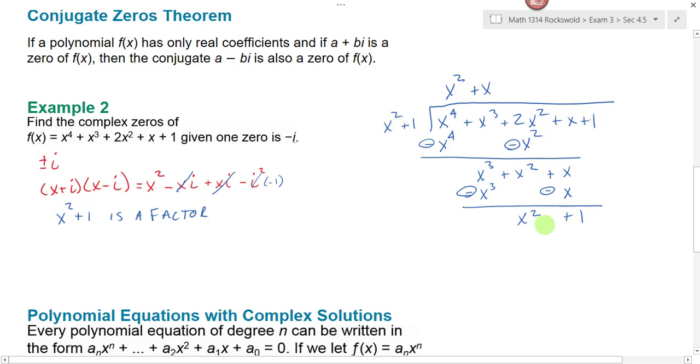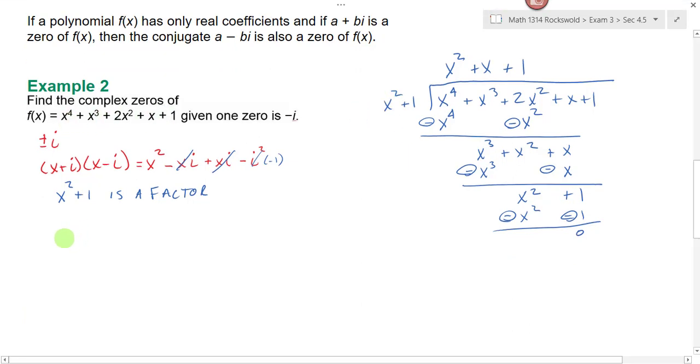And x squared plus 1 divided by x squared plus 1 is 1, and we can stop because when I subtract these terms, I get a remainder of 0. So I've got my factors now for this fourth degree polynomial. This means that x to the fourth plus x cubed plus 2x squared plus x plus 1 is equal to x squared plus 1, from my imaginary roots that I found over here, times x squared plus x plus 1.